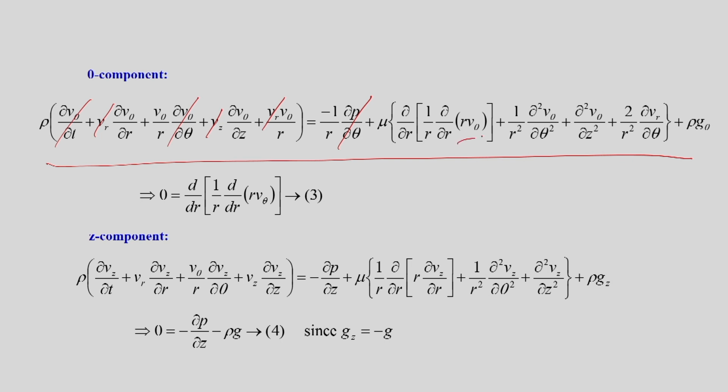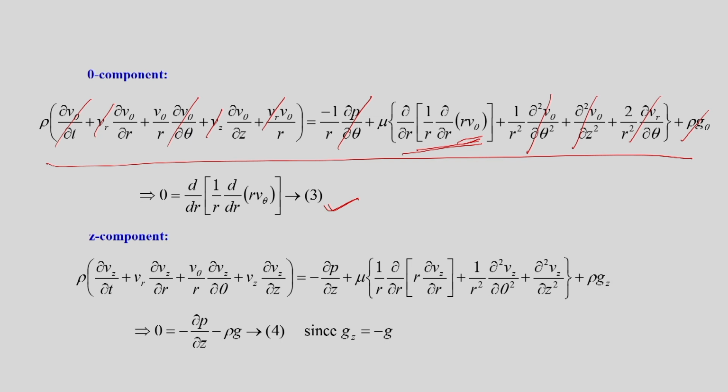Next, vθ is existing and it is a function of r. So, this term we cannot cancel out. Then vθ is existing, but it is not a function of θ, so this term is cancelled out. vθ is existing, but it is not a function of z, so this term is also cancelled out. vr is not existing, this term is not there, and there is no gravity in the angular direction. So, what we have is ∂/∂r (1/r ∂/∂r (r vθ)) equals 0.